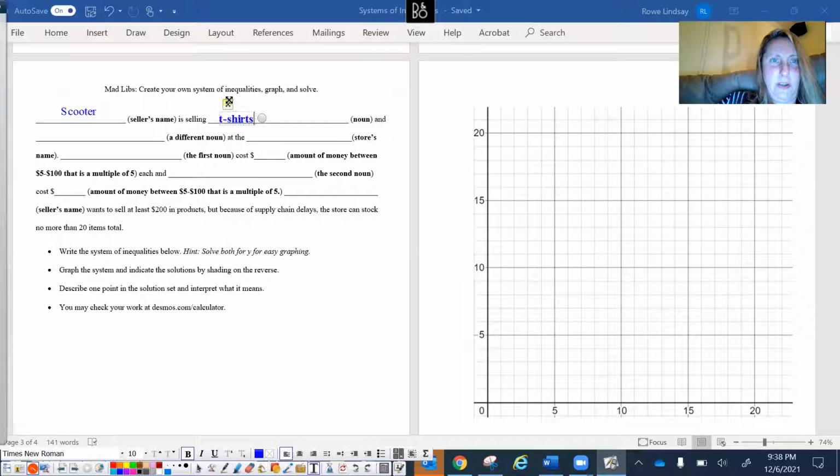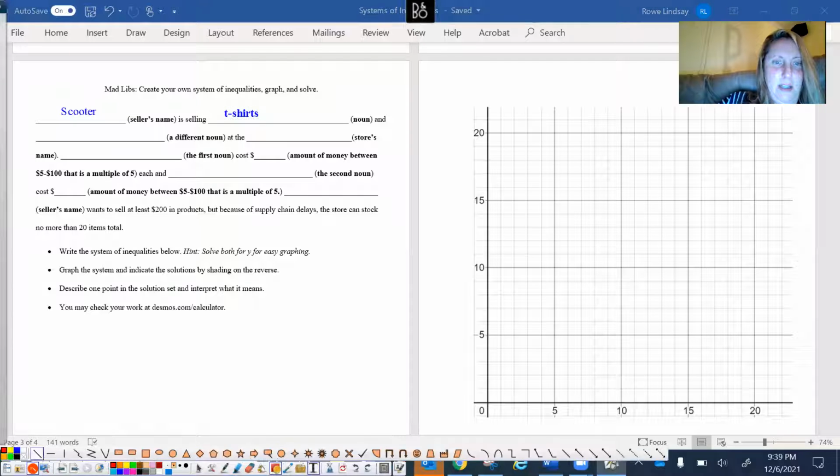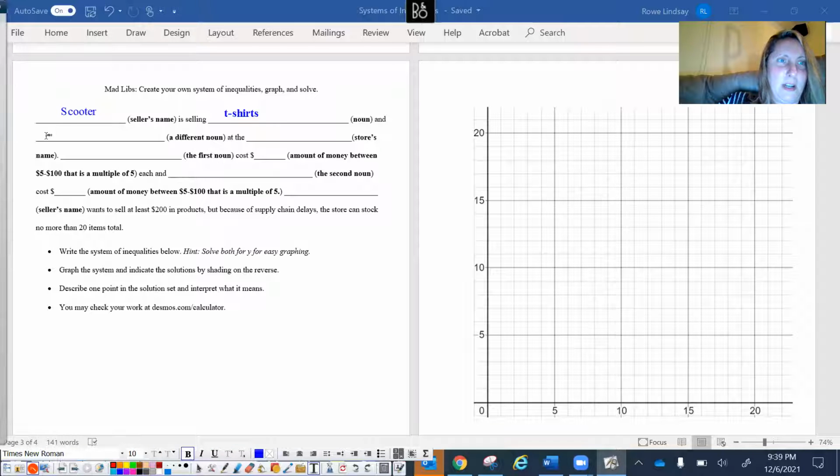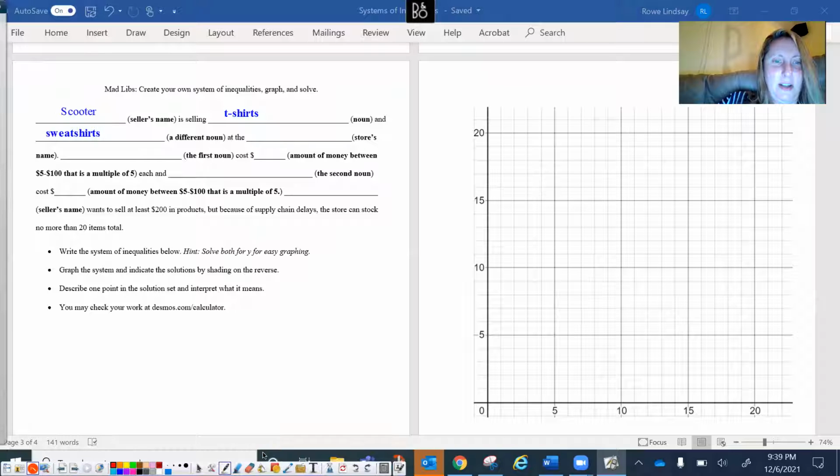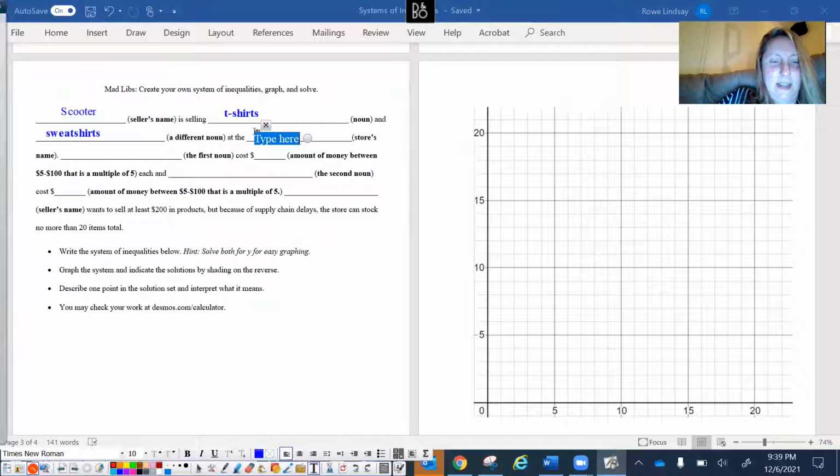And what else is Scooter selling? Scooter can be selling, how about sweatshirts? Sweatshirts, well, he's going to be selling them at a t-shirt shop. What's the name of his t-shirt shop? Really good t-shirt shop. At the Shirt Shack. Okay. Oops, Shack, at the Shirt Shack. Okay, because where else would he sell t-shirts?